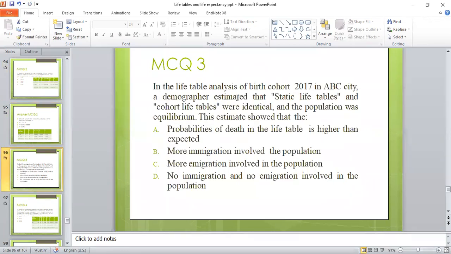MCQ 3: In a life table analysis of the birth cohort 2007 in ABC city, a demographer estimated that the static life table and cohort life table were identical and the population was in equilibrium. This estimate showed that the probability of death in the life table is higher than expected. Options: more immigration involved in population, or no immigration involved in population. The answer is D. Because it is static, the population is always in equilibrium when there is no immigration involved, and static and cohort life tables are similar.